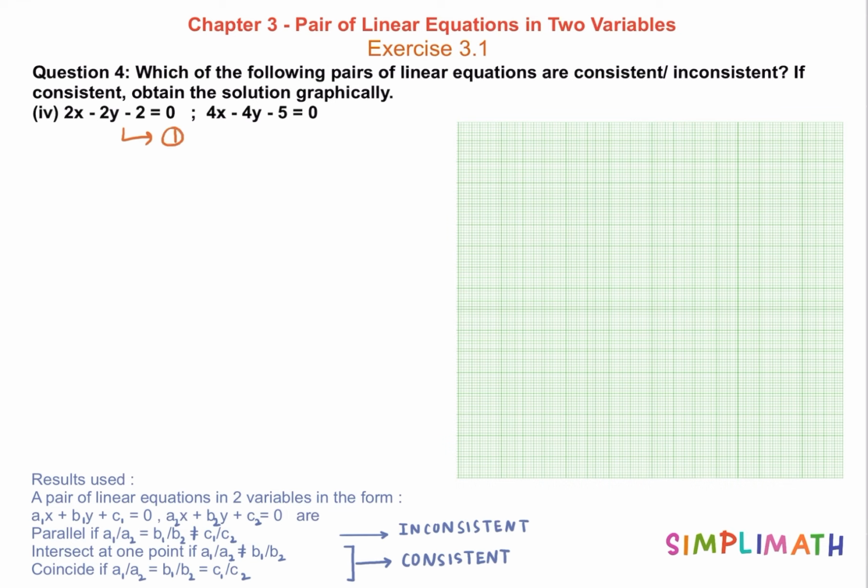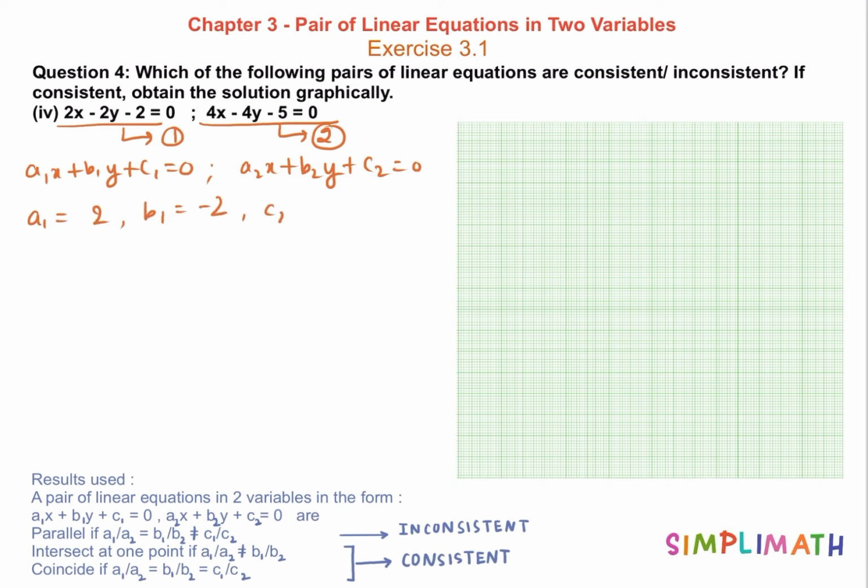Let this be equation 1 and let this be equation 2. Now both of them are in the standard form. So comparing equation 1 to a1x plus b1y plus c1 equal to 0 and equation 2 to a2x plus b2y plus c2 equal to 0, we can say that a1 equals 2, b1 equals minus 2 and c1 equals minus 2. Similarly, a2 equals 4, b2 equals minus 4 and c2 equals minus 5.